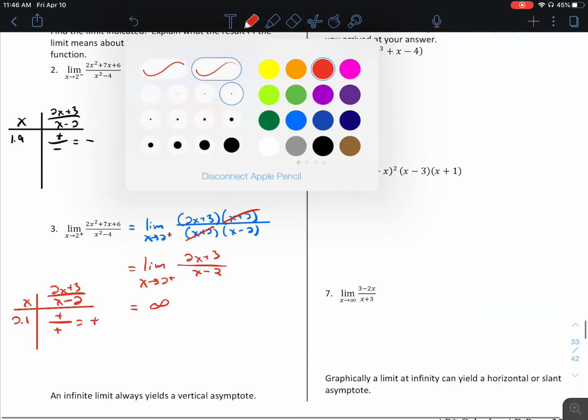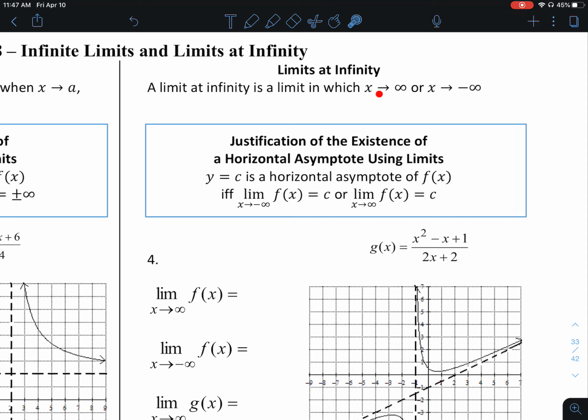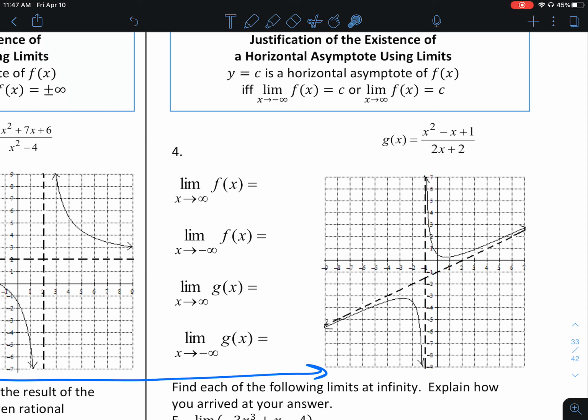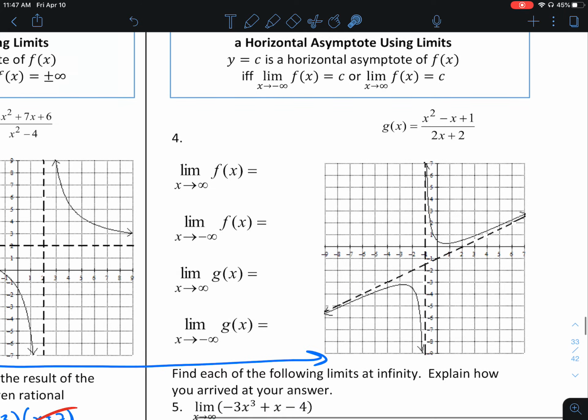Limits at infinity, as opposed to infinite limits. A limit at infinity is a limit in which x is approaching infinity or x is approaching negative infinity. As opposed to infinite limits, we're saying y is approaching infinity or negative infinity. Justification of the existence of a horizontal asymptote using limits: y equals c is a horizontal asymptote of f of x if and only if the limit as x goes left forever, negative infinity, the function is approaching a number, or as x approaches infinity, going to the right forever, y is approaching a number.